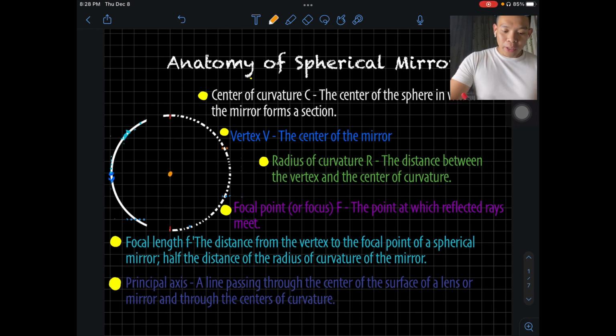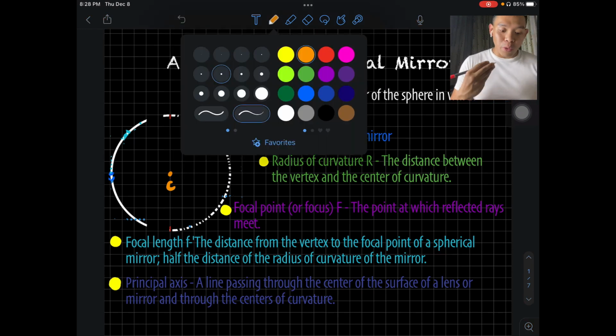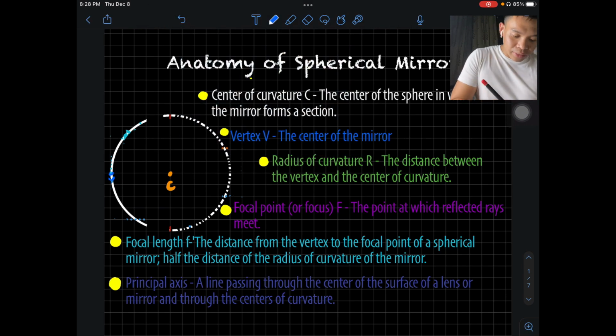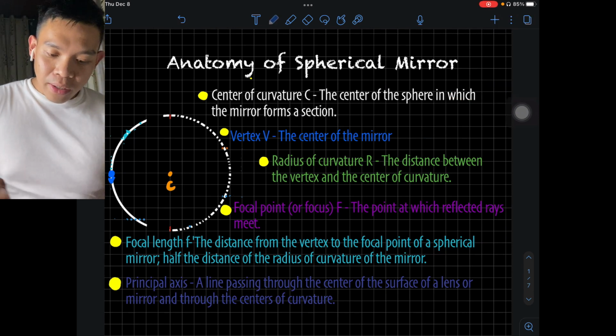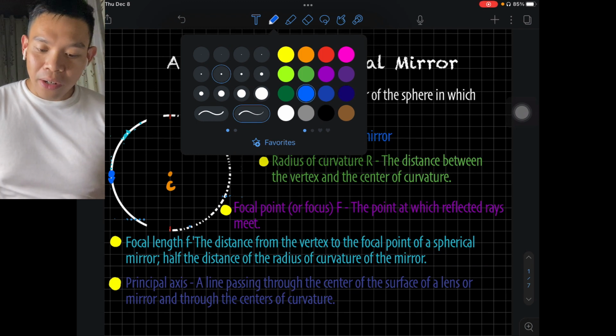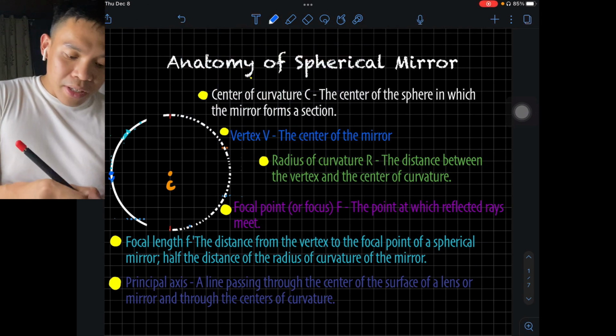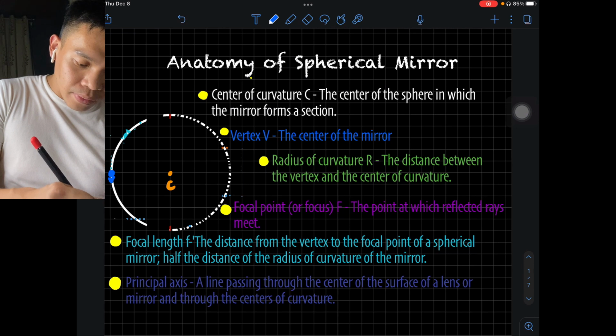So this is what we call the center of curvature, or the center in which we dissected a circle. So this is our center of curvature, starting from letter C. And we also have our vertex, or the center of the mirror. So this is our vertex.